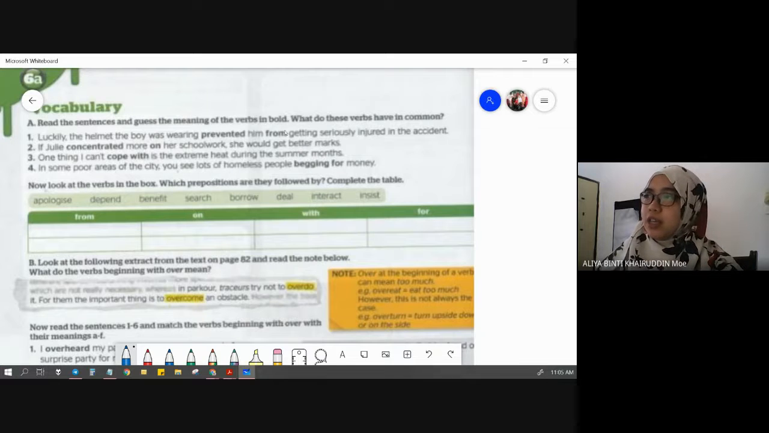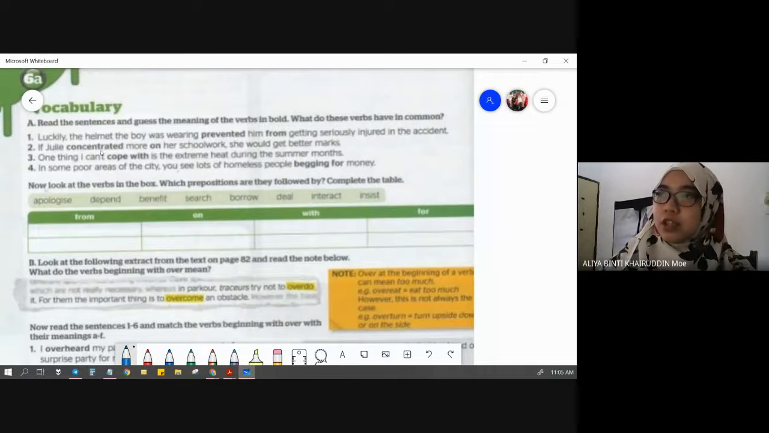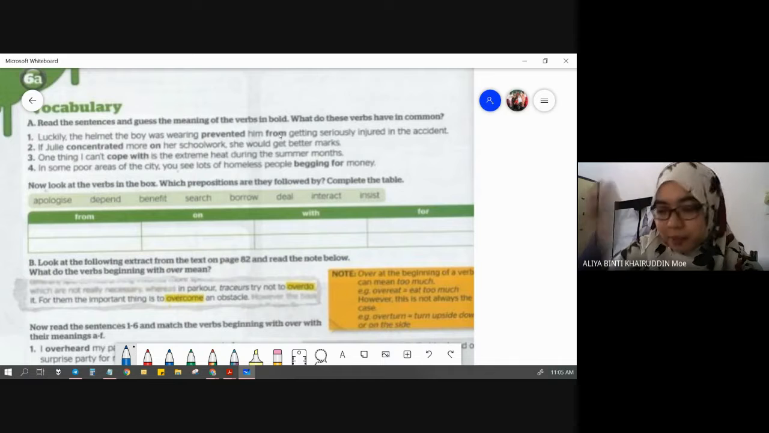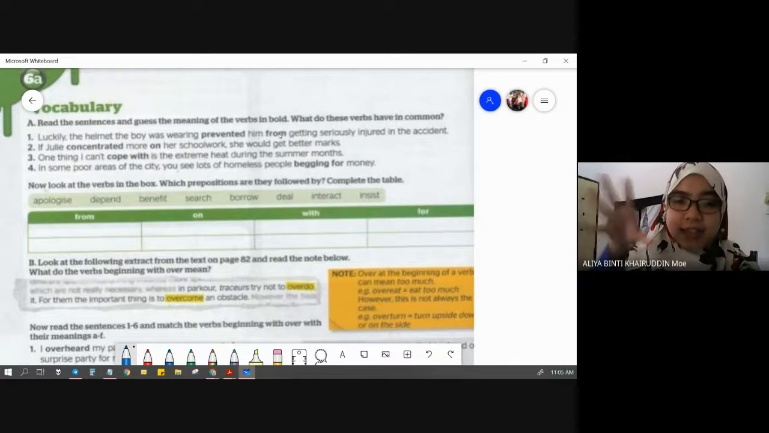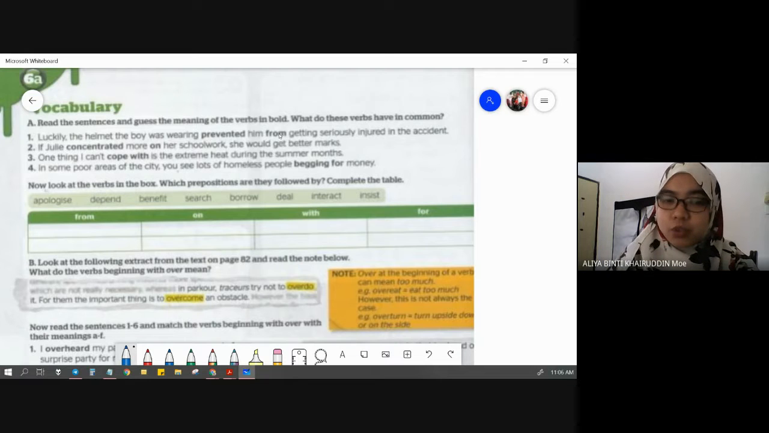Okay, so all of this, the verbs that have been bolded, they are the phrasal verbs. Phrasal verbs mean the verb has a preposition after it. So for example, prevented from, concentrated on, cope with, and begging for. So these verbs must be accompanied by the preposition so that the meaning will be more accurate. But you cannot just put the preposition with any verb. The verbs have their own preposition and it cannot be changed with another preposition. If it changes, the meaning will change and it doesn't suit.